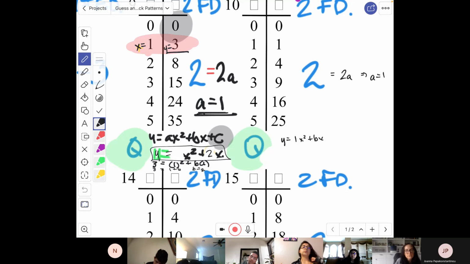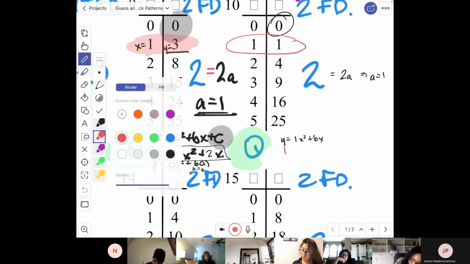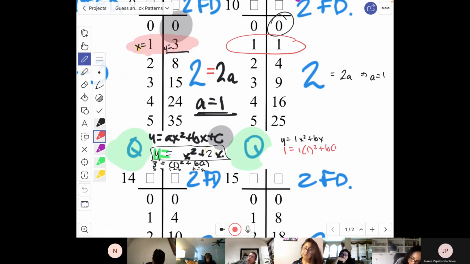Do I know what c is? Yes, c is 0. I don't need to write it. So now I'm going to take any point other than the input being 0, and I'm going to substitute in 1 for y and 1 for x, and I'm going to solve for b. So what is b in this case? What is b? Zero? Yes, b is 0. So this is gone. So what is the equation? Just y equals x squared.